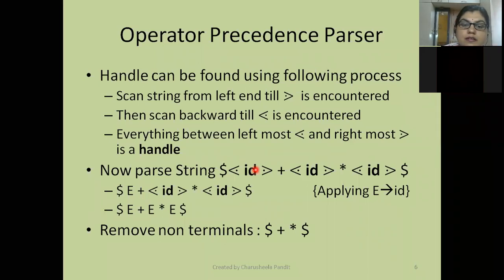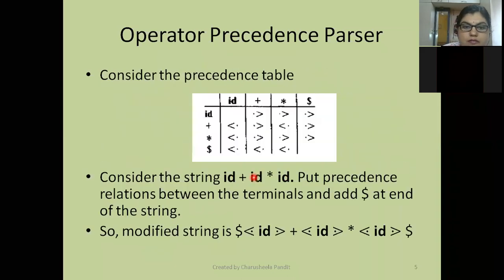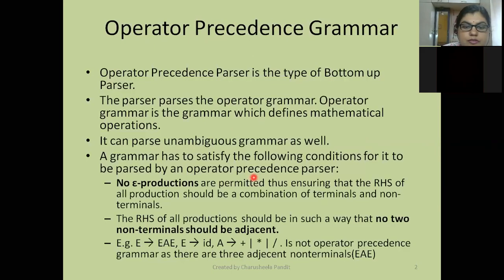And what is the reduction? You have to replace the handle with the symbol on the left hand side of the production. You can see here we have the production E produces id. So when there is a reduction, the right hand side part of the production gets replaced with the non terminal which is on the left hand side of the production.